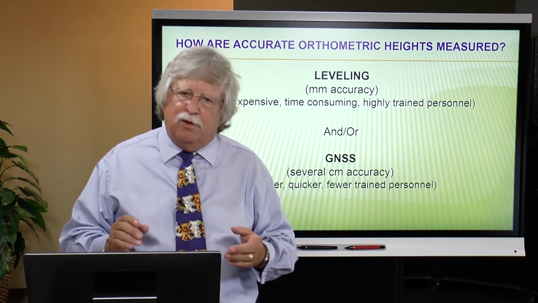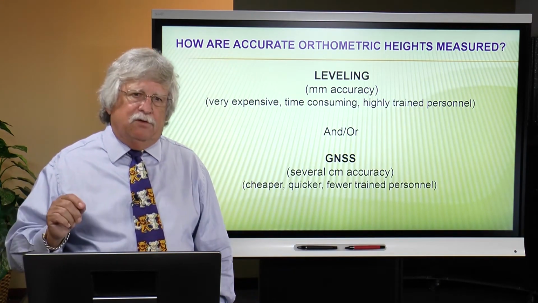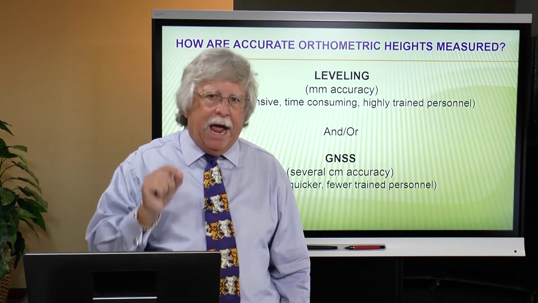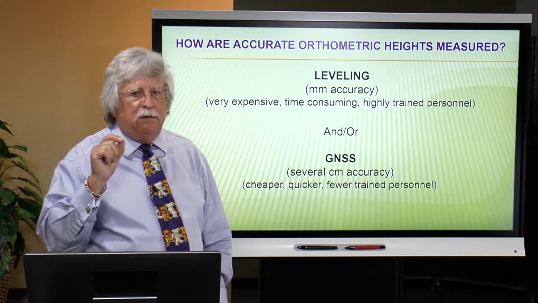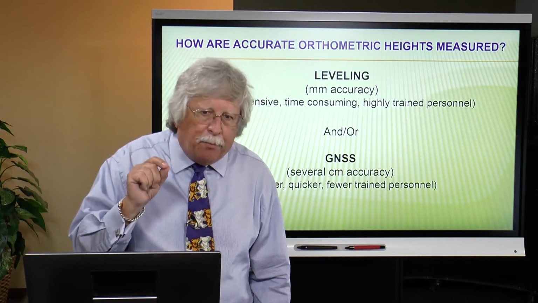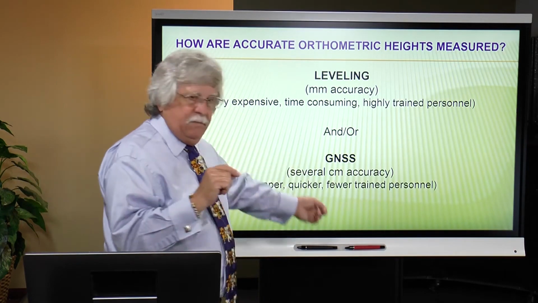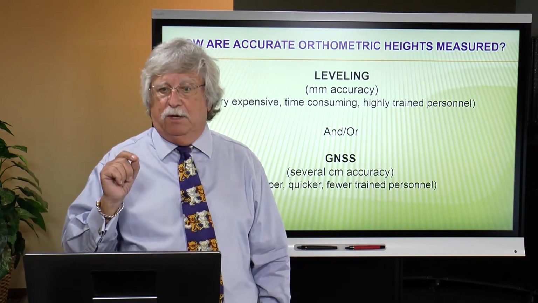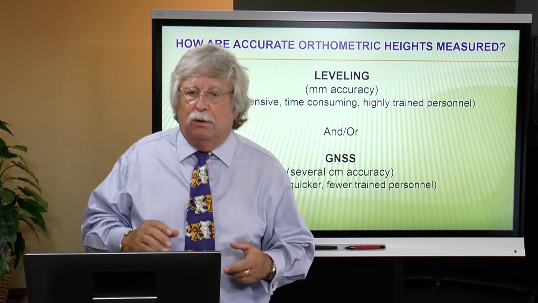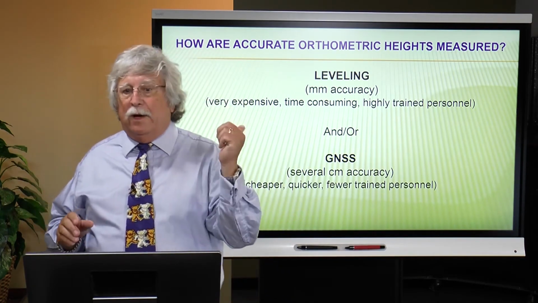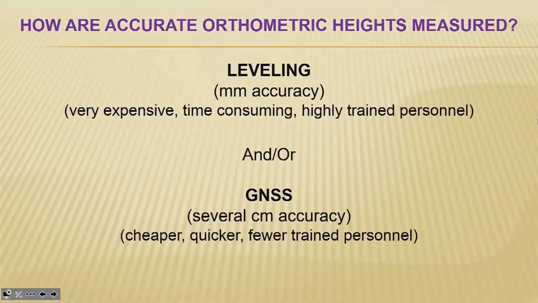Determining those height differences is still going to be expensive and time consuming. But if you must have those highest levels, that's what you're really left with. If you can live with a couple of centimeters, a tenth of a foot or so, GNSS is a perfectly usable tool. And as it says, it's way quicker, vastly cheaper, and you don't need terribly well-trained personnel to go out and capture this kind of positional information.